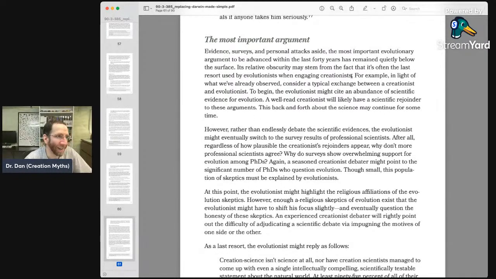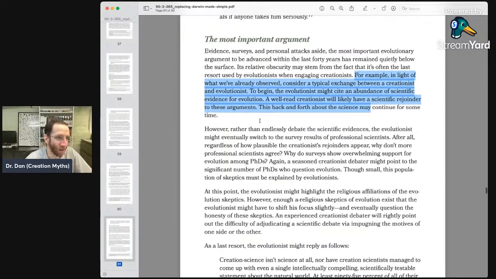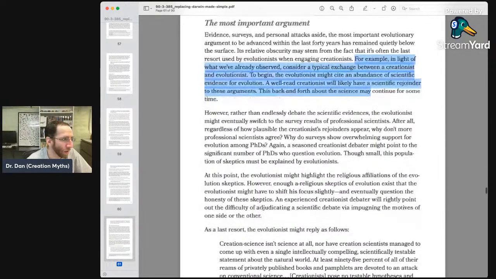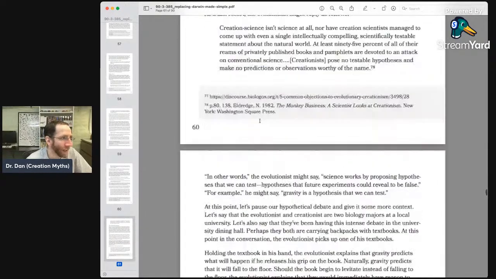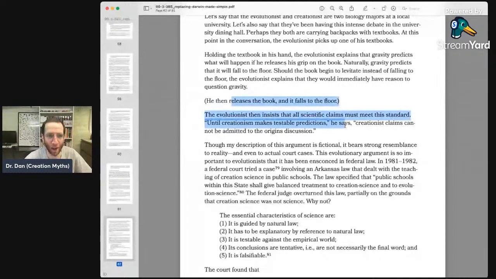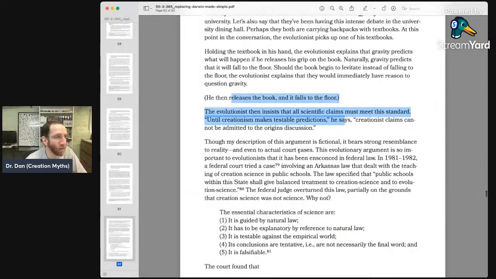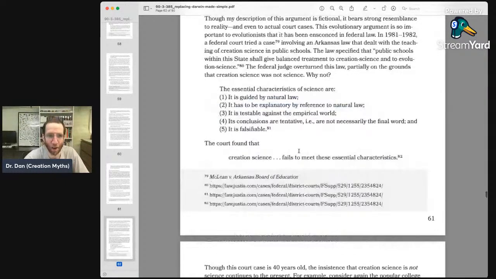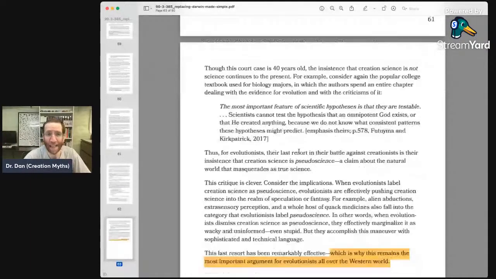Let's see. Yeah. Oh, this is where he starts kind of modeling an exchange, and it's not good. We're not going to go through all of it. It doesn't matter. He then releases the book, and it felt like Chick tracts level, like dumb. So we're not going to go through it, but it's like an evolutionist does this and a creationist does that. And this is silly, just straw manning. This is not accurate. So he started this section by saying he's going to steel man, and he ends up just straw manning.